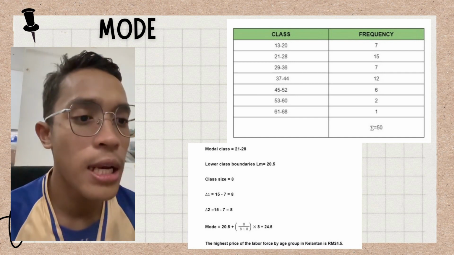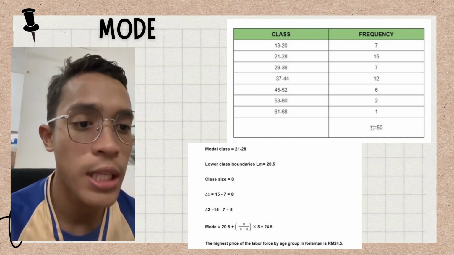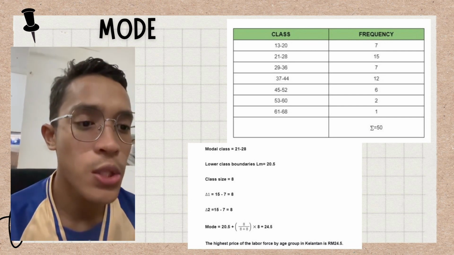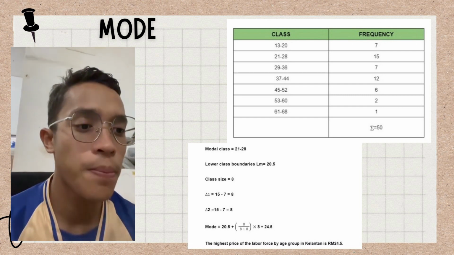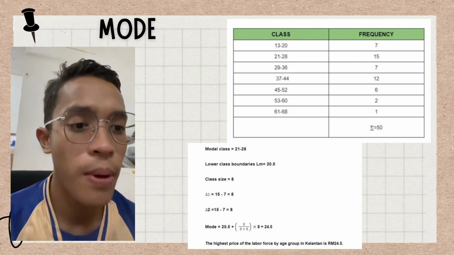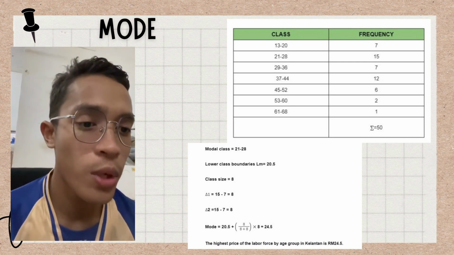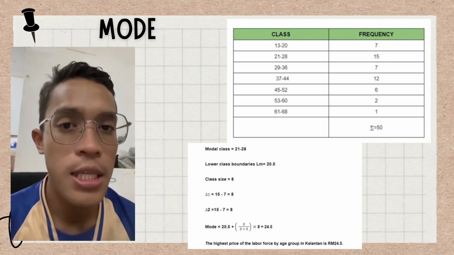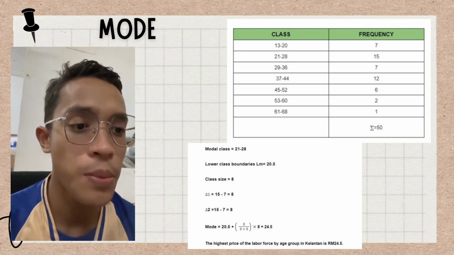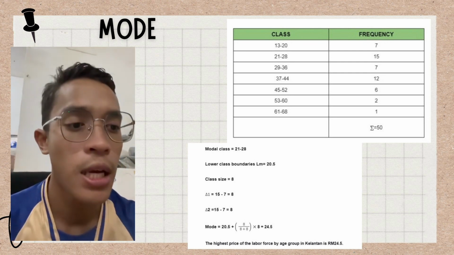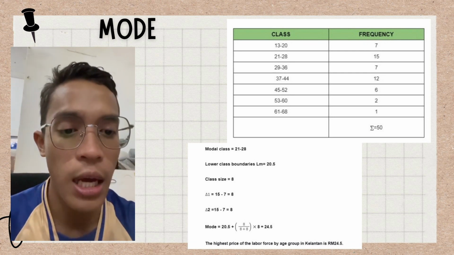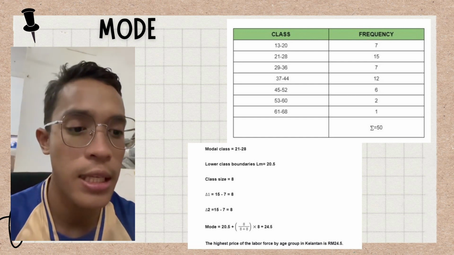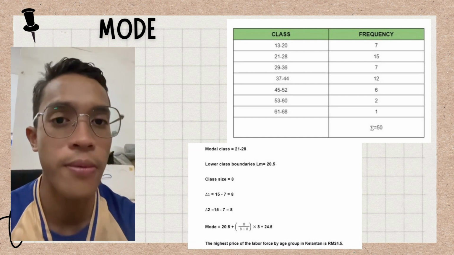Next, mode. Modal class shows 21 to 28. The method of calculation is 20.5 plus the first difference over the sum of the differences, multiplied by the class width. The result will be 24.5. Why choose these values? This is because the frequency value is between 15 and 7. So, the highest price of the labor force by age group in Kelantan is RM 24.5.